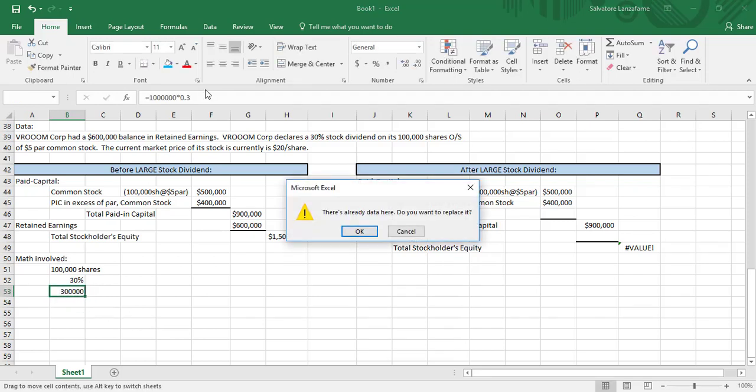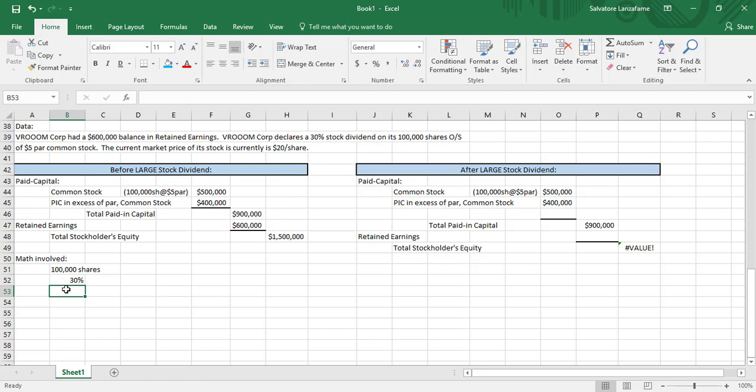Oops, I need 100,000. Let's try that one more time. 100,000 multiplied by 30%. There we go. There's our 30,000 shares. So these are the extra shares that are going into the stockholders' pockets. So we're giving them a 30% stock dividend, which equates into 30,000 extra shares.